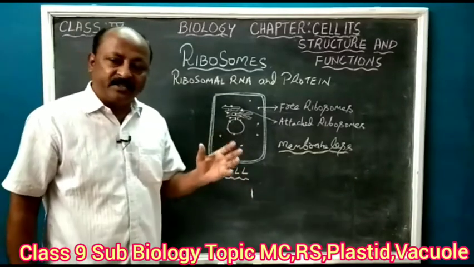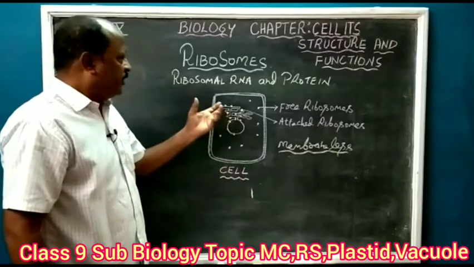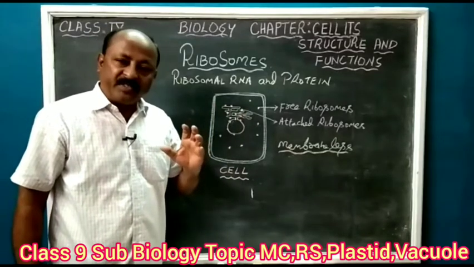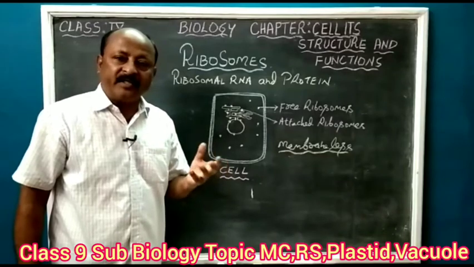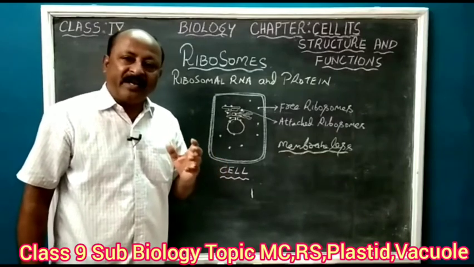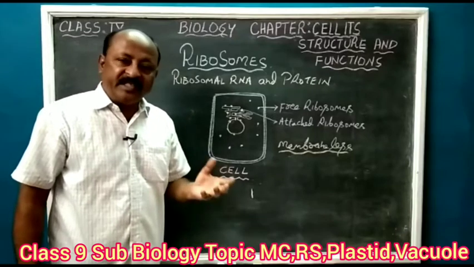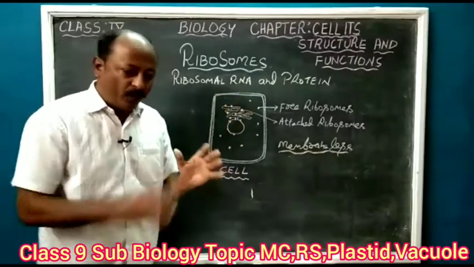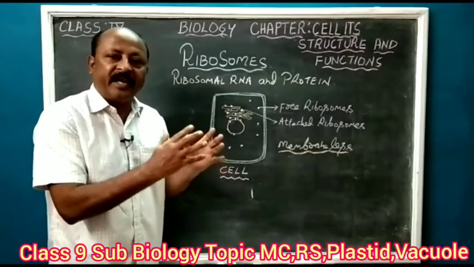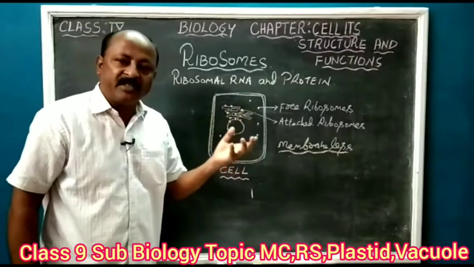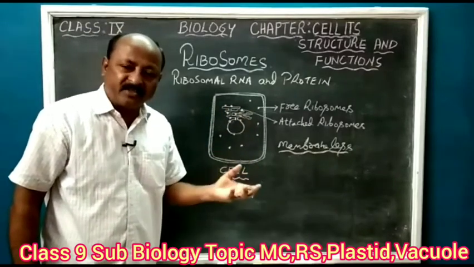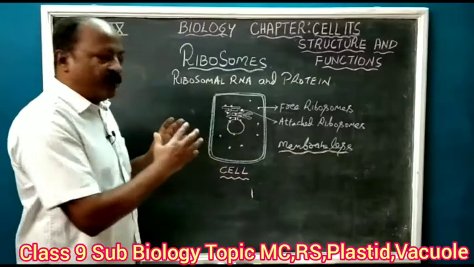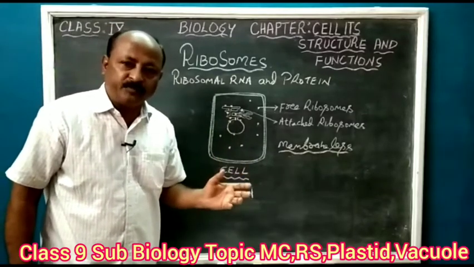So protein synthesis in the cell occurs with the help of the ribosomes. And these ribosomes are present in large numbers in organs like the pancreas. The pancreas produces enzymes. These enzymes are actually formed from proteins. So ribosomes are found in large numbers in organs like the pancreas, or organs which produce enzymes. So the most important function of the ribosome is to produce proteins.